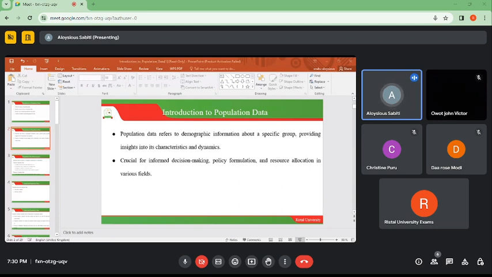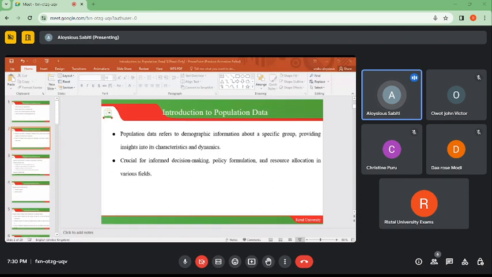And today we want to look at population data in brief, so that we understand the gist when we're talking about population data. And we're going to look at the sources of population data and the sources of errors in population data for today. Then tomorrow we shall be able to state the ways of improving population data quality and some of the methods of presenting population data.